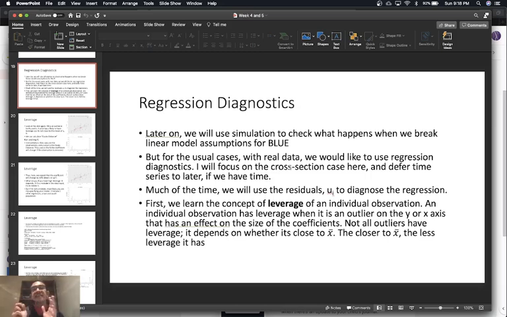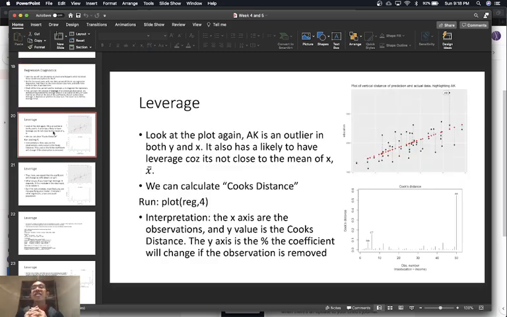And the closer it is to x bar, the mean, the less leverage it has. So the highest leverage are the ones with a high x distance from x bar and a high y distance for that observation, when you're far away from x bar and far away from y bar, basically. Here we've got the Anscombe regression, and the plot that we did before, and we've isolated Alaska. Looking at the plot again, Alaska is an outlier in both y and x. It is likely to have leverage because it's not close to the mean of x.